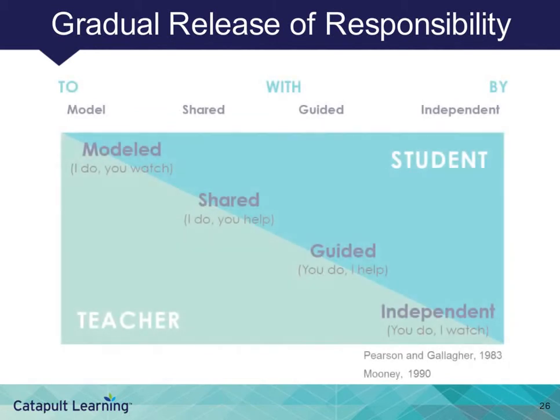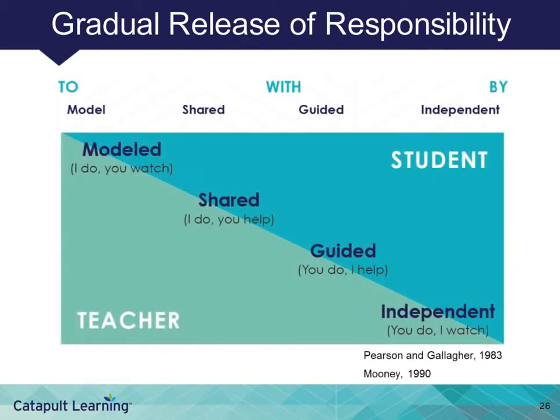To help us use the anatomy of a lesson effectively, let's consider the research of Pearson and Gallagher and their model, the Gradual Release of Responsibility. This gives us a framework to use as we craft the two largest components of the lesson, teacher input and student active participation. As you can see, we gradually release responsibility to students.